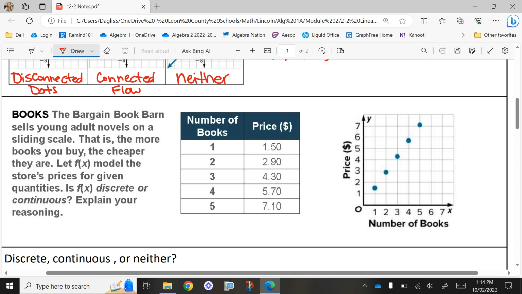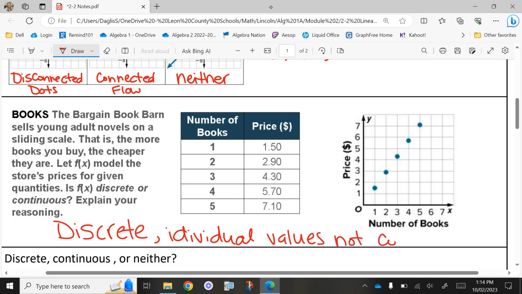Why? Okay. But look at my graph. Are they connected though? No, it's okay. This one is going to be discrete. Because we have individual values, not connected.